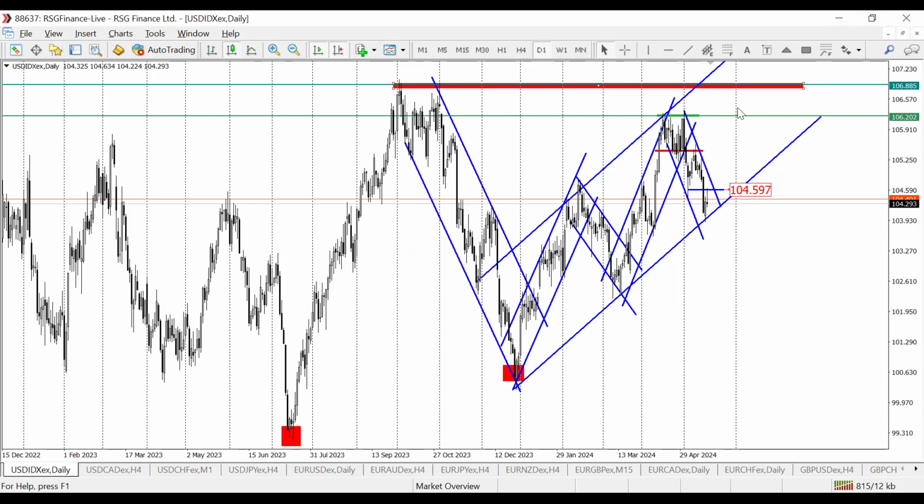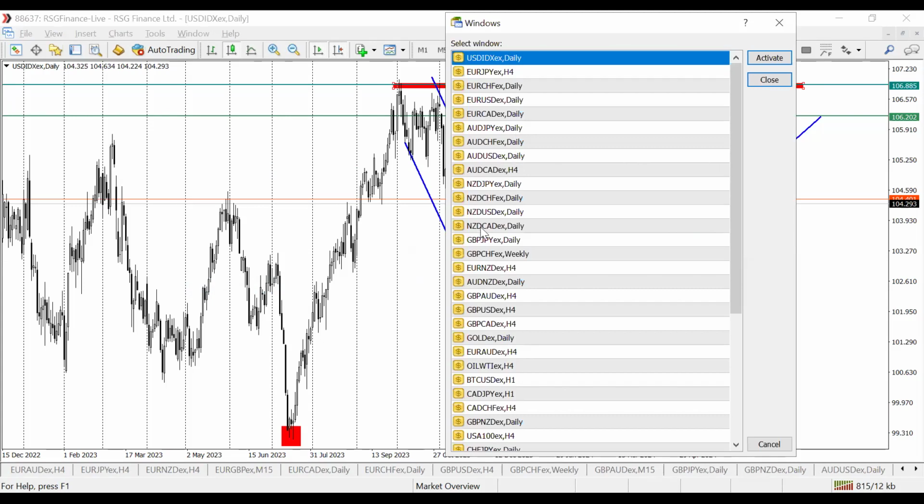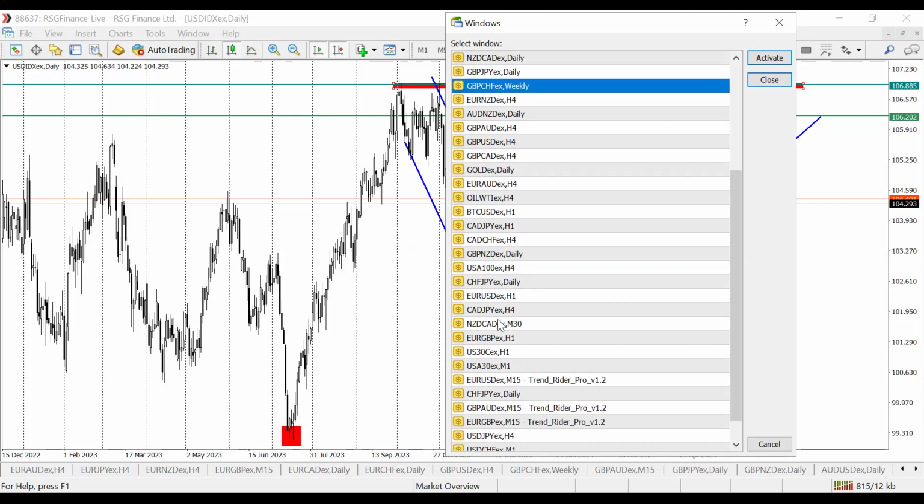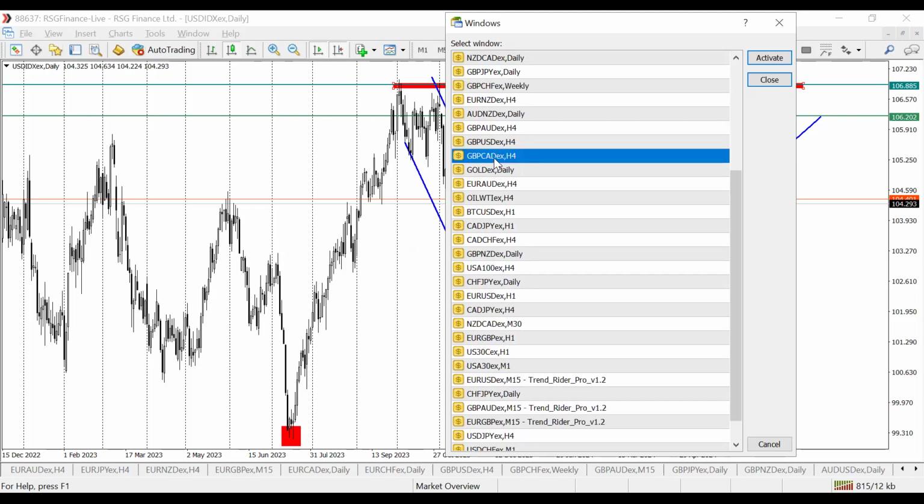So let's go into the pairs for the week, and we're starting with Great Britain pound pairs, and we will look at GBP CAD for a start. Starting with GBP CAD, okay, not there. So let's use the full menu. So GBP CAD, where are you hiding? Just a moment, guys. So there it is.